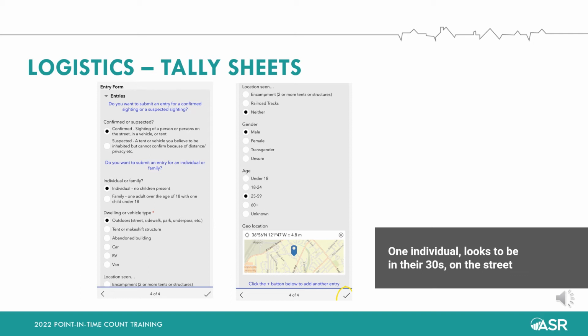Next, you would bubble in Individual, no children present, under Individual or Family. Under Dwelling or Vehicle Type, you would bubble in Outdoors. Under Location Seen, you would bubble in Neither. Under Gender, you would bubble in Male. Under Age, you would bubble in 25 to 59. To submit the entry, you press the check icon, which is located under the map in the bottom right corner of your screen.